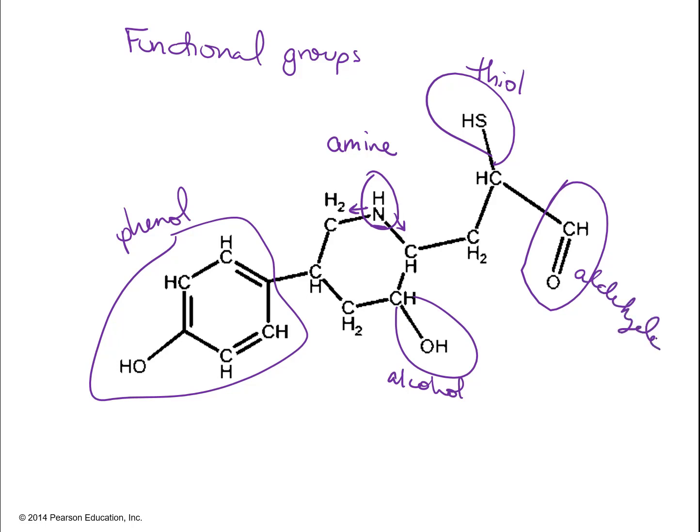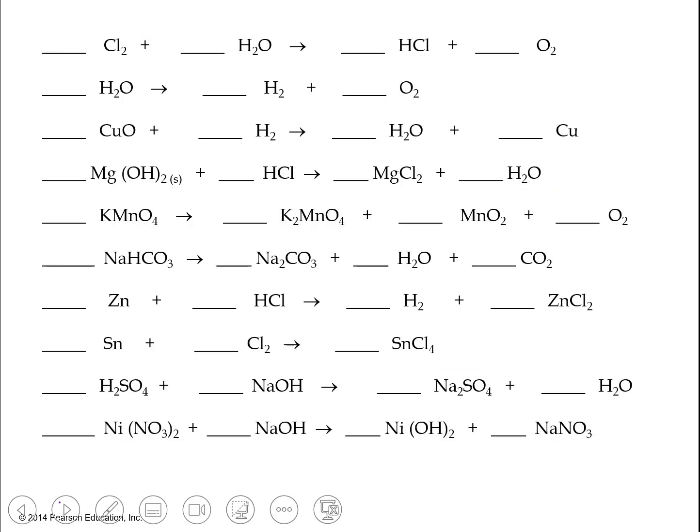Okay? All the rest of them are nothing but carbon. So once you've circled everything else, all the rest are just carbon with single bonds, and you just leave them alone. They're all alkanes. Okay? So those are just some functional group examples, and that goes back to chapter 4.